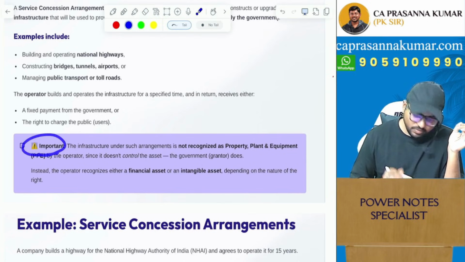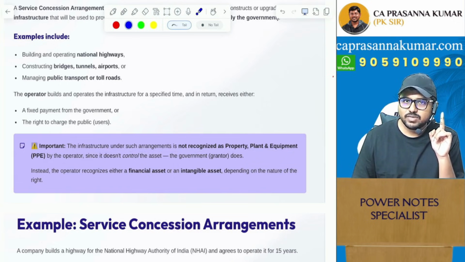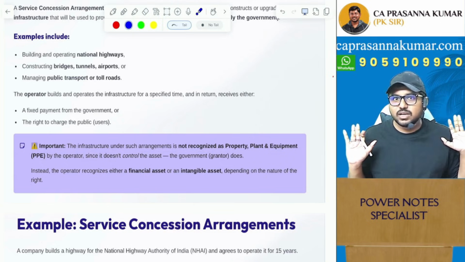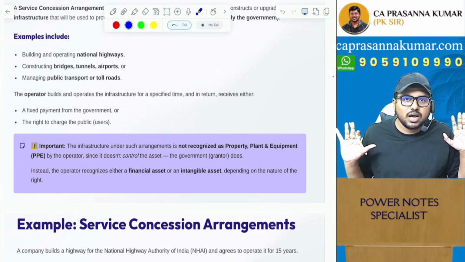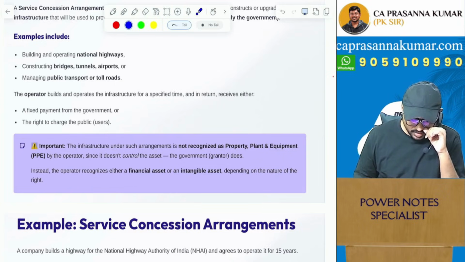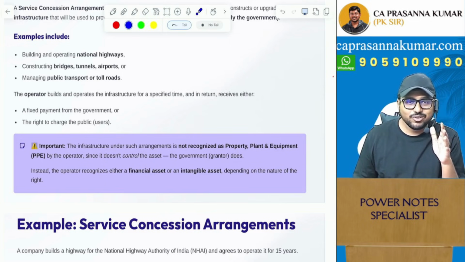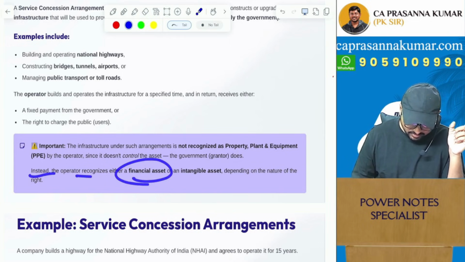There is an important point that you have to note here. That is the reason I've highlighted this. The infrastructure under such arrangements is not recognized as PPE by the operator. Very, very important. Because you don't have the right over the asset. Your job is to just construct it and hand it over to the grantor, that is the government. Since the operator doesn't control the asset, the grantor does, you cannot recognize that as an asset. Keep that in mind. Instead, the operator recognizes it either as a financial asset or an intangible asset.